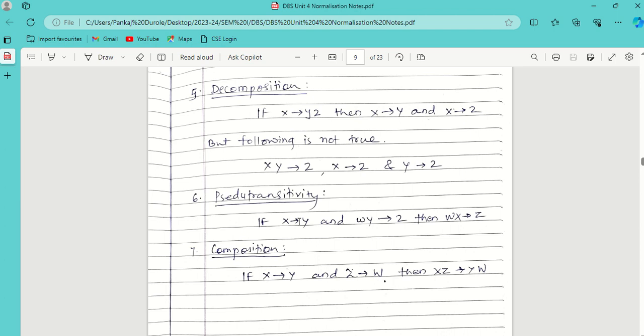Pseudo transitivity. If X is determining Y and WY is determining Z, then this particular W can also be attached or multiplied with X. WX will determine Z. Composition, combining the two columns over here: X is determining Y, Z is determining W. So XZ, a group of these two, will determine YW.